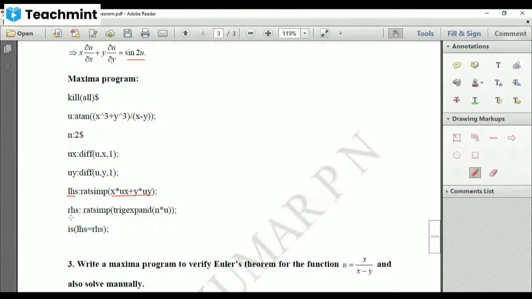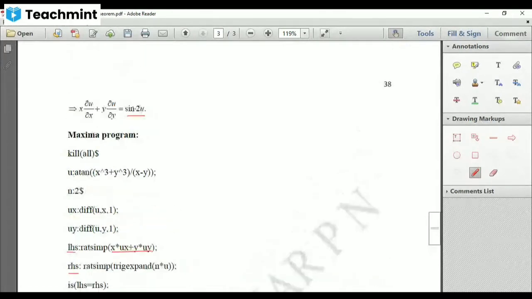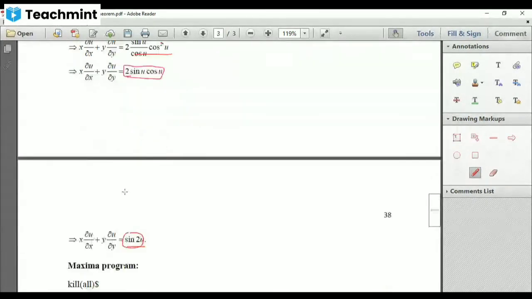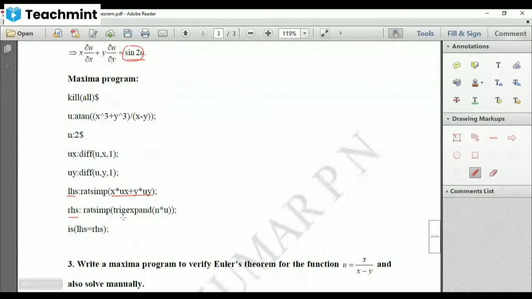And what is your RHS? Ratsimp of, here we are using trigonometric expansion because we have to get sin 2u. Sin is a trigonometric function, so you will get 2 sin u into cos u, but we need to get sin 2u. That's why you have to use trigexpand of n star u, that is n into u. That will give you sin 2u. That will be stored in RHS.